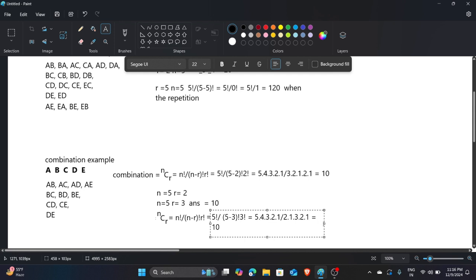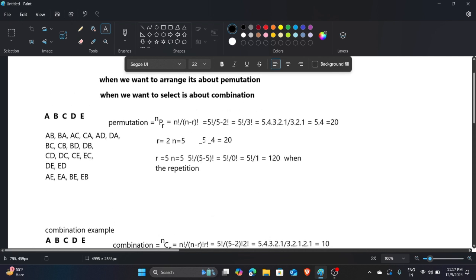So you can see that in combination, when we take three elements at a time, the answer is 10 only. But in permutation, with n equal to 5 and r equal to 3, the answer is 60: 5 into 4 into 3, so 5 into 4 is 20 and 20 into 3 is 60.